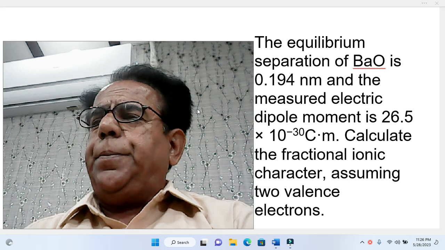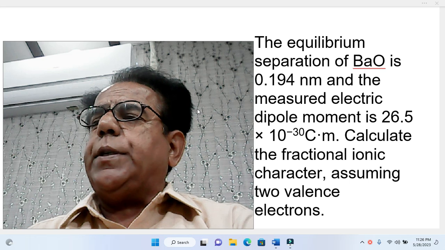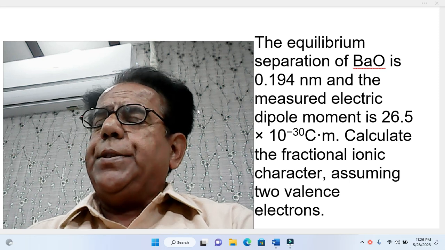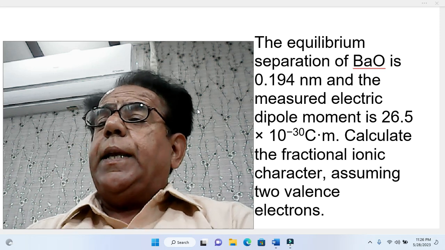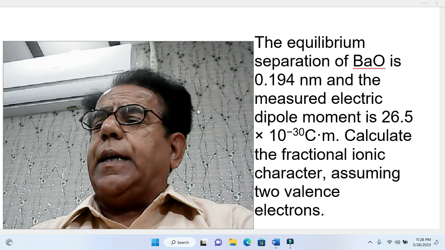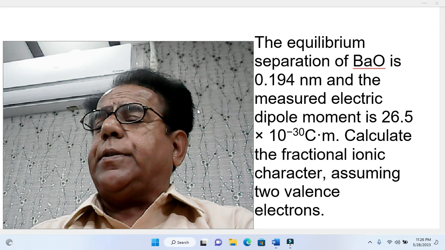0.194 nanometer, and the measured electric dipole moment is 26.5 into 10 to power minus 30 coulomb meter. Calculate the fractional ionic character assuming two valence electrons.